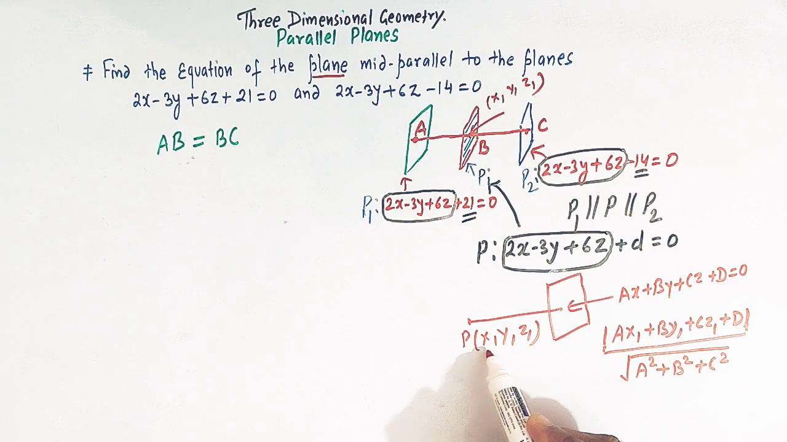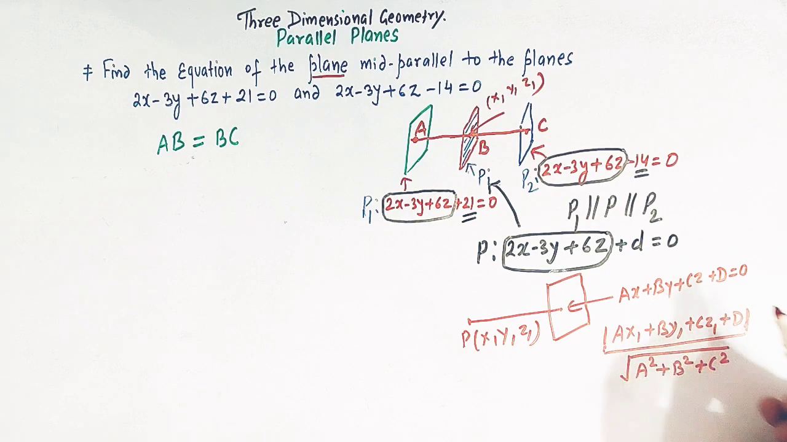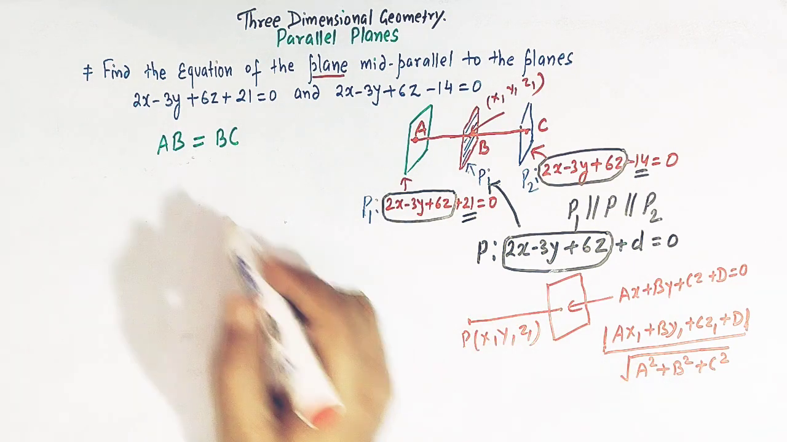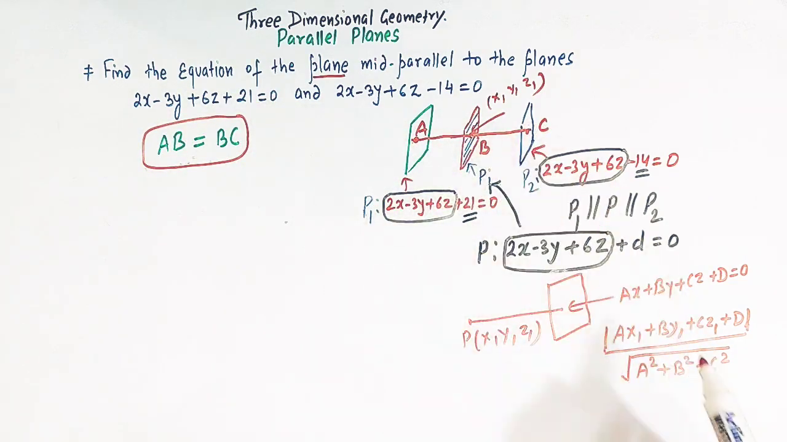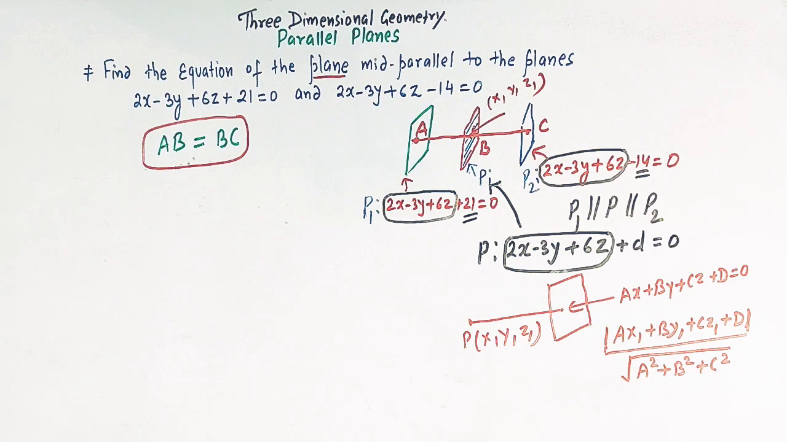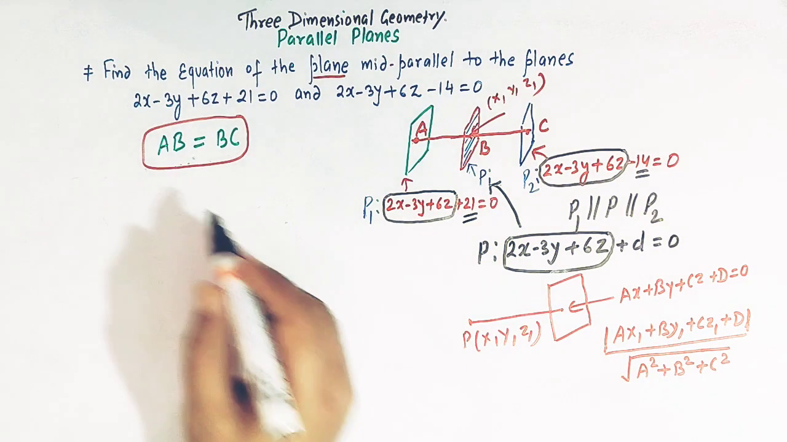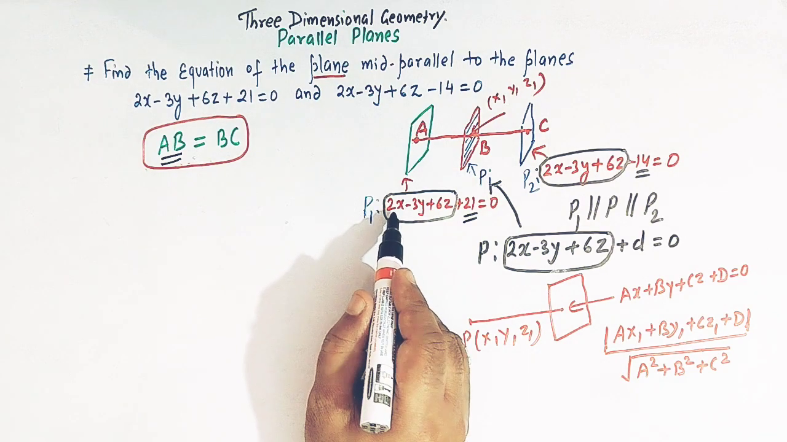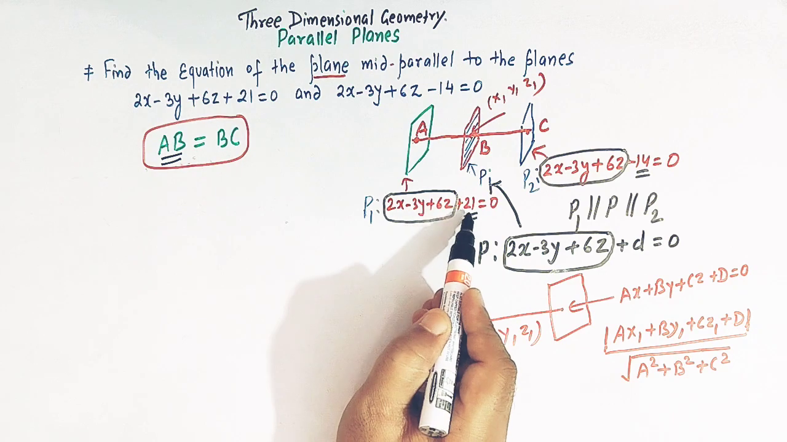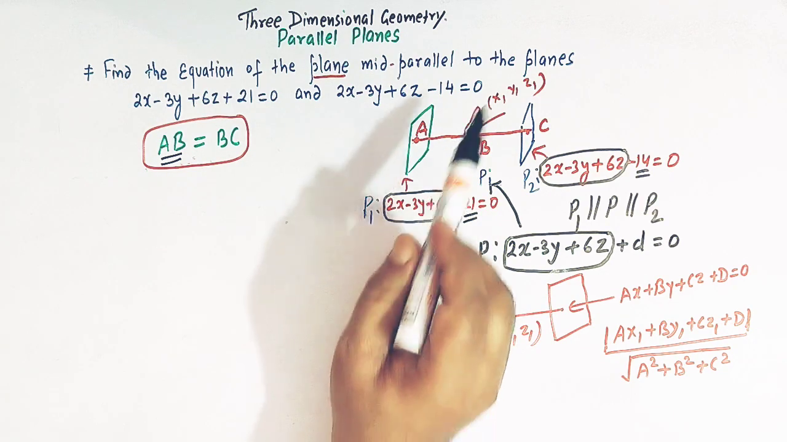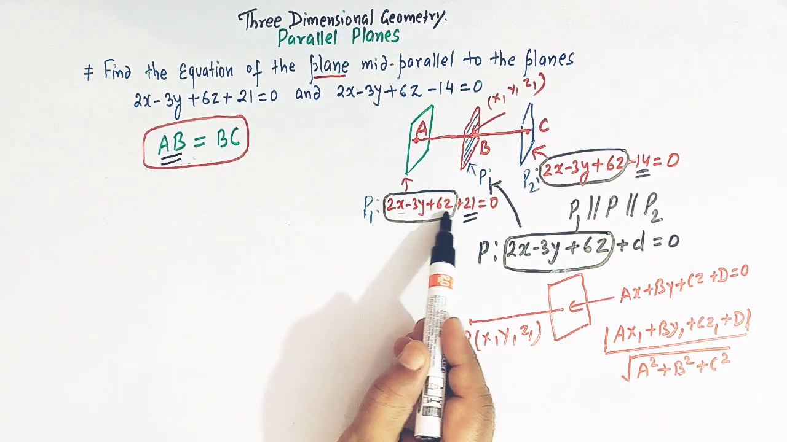So we'll substitute this point x1, y1, z1 in the equation of the plane, and then we divide this expression by the square root of a square + b square + c square, right? So to find the distance of this point from A and C, we'll make use of this result. So now AB can be written as, see, the equation of plane P1 is 2x - 3y + 6z + 21 = 0. So we'll substitute x1, y1, z1 in this expression.